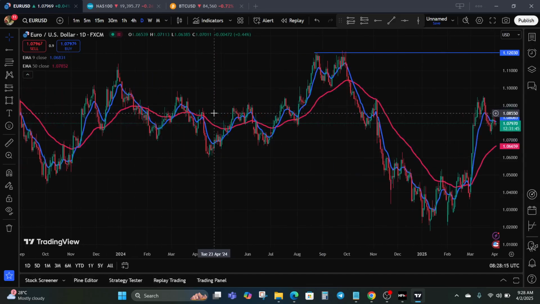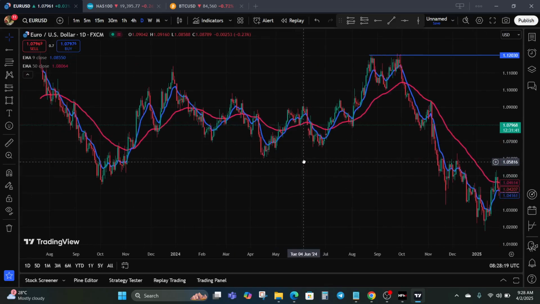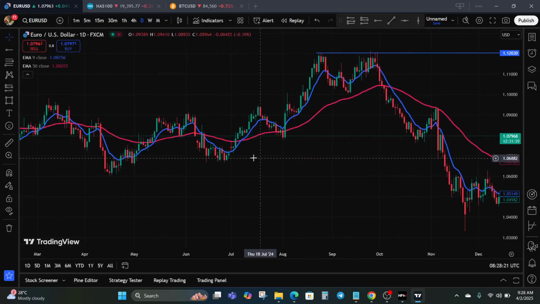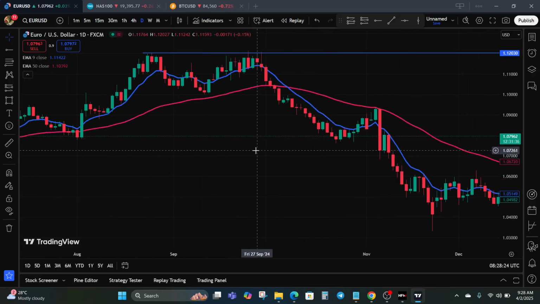And then another example is the head and shoulders pattern. It's a strong bearish reversal signal. Then we also have candlestick patterns, a lot of them. One of them is the bearish engulfing pattern.